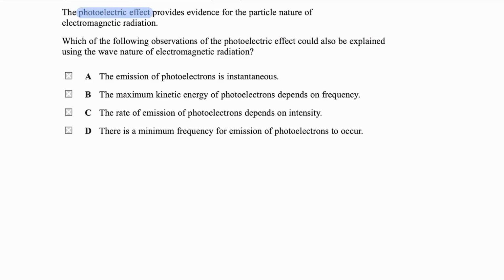The photoelectric effect provides evidence for the particle nature of EM radiation. Which of the following observations of the photoelectric effect could also be explained using the wave nature of EM radiation? So part A of the question says that the emission of photoelectrons is instantaneous.